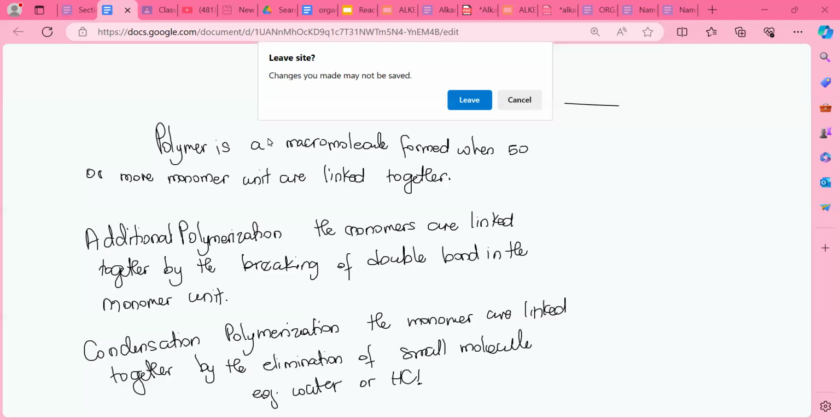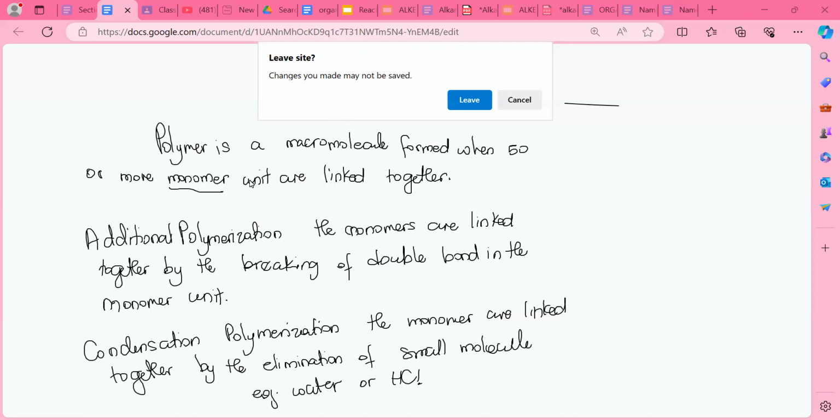All right, so a polymer is a macromolecule formed when 50 or more monomer units are linked together. Poly means many. So it's a macromolecule, formed when 50 or more monomers are linked together. The monomer units are what we are repeating; we link the monomer units together in order to form a polymer.